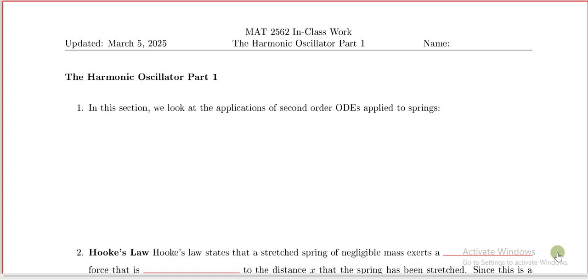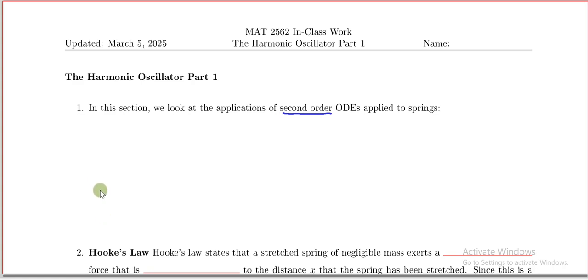Welcome folks, in this section we're going to introduce something called the harmonic oscillator. That's the model that we use when we study springs. So we've been studying nth order linear ODEs, and we're going to specifically look at second order linear ODEs here, and we're going to consider them as applied to springs.